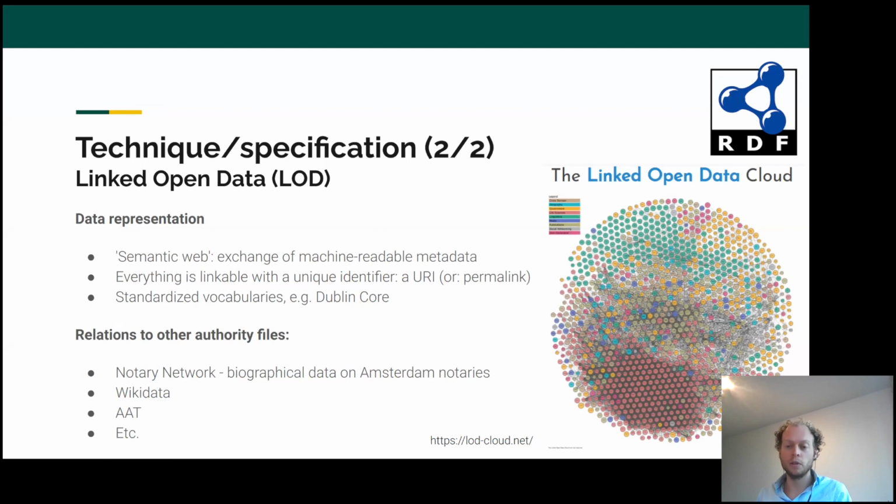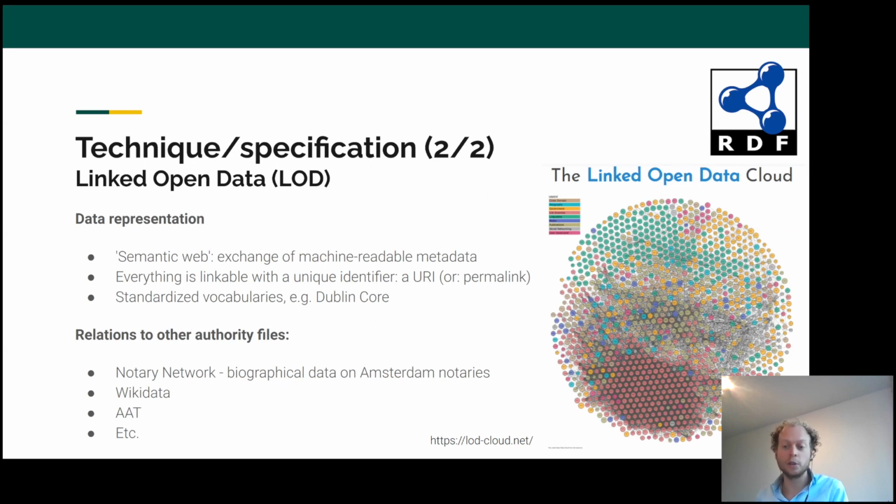It's an exchange format for machine readable data from the semantic web, trying to add semantics to the way you present your data. The core point of this linked open data is that everything you publish has a unique identifier, a so-called URI, or you can also call it a permalink, something unique to the thing, like a DOI or a handle. And it uses standardized vocabularies to express this metadata or other relations, such as Dublin Core. So there's no misunderstanding in what we mean by specifying who a publisher is or a creator.